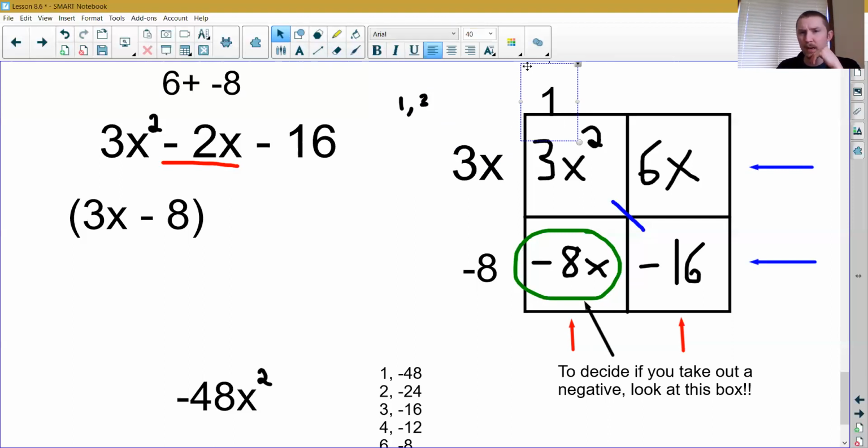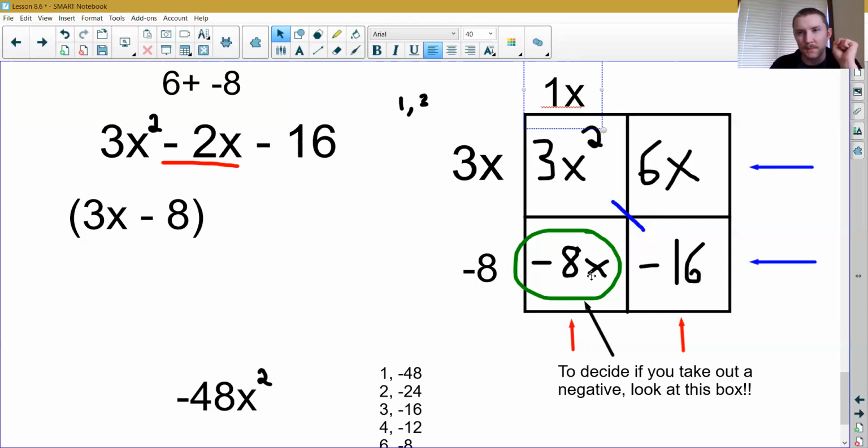Now, do both of these boxes have an x? Yes, they do both have an x, so I'm going to take out a 1x. Now, you may be saying to yourself, Mr. Freitag, that's supposed to be a negative 1x because of this box, okay?